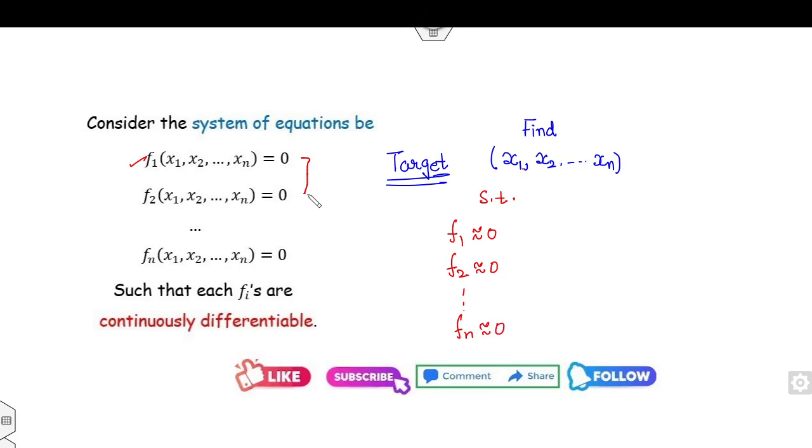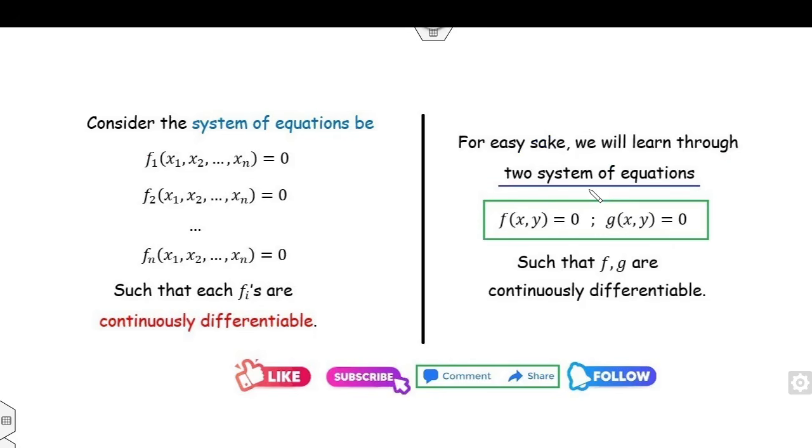Since it involves more than one equation, firstly I will explain with the help of two equations, f and g, and later on I will explain with n equations.